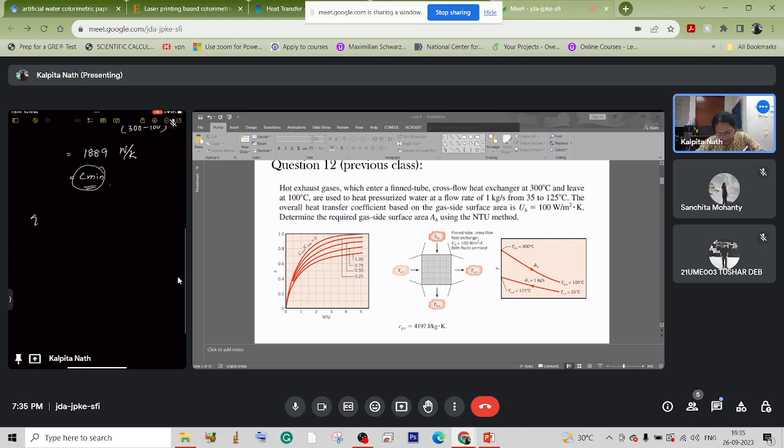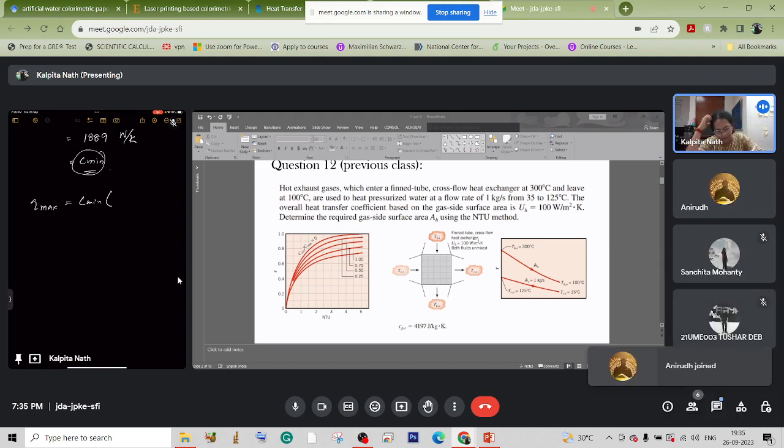So now, the maximum heat flow that is required for calculating the effectiveness can be found from the minimum heat capacity, that is C min, into the maximum temperature difference. And what will be the maximum temperature difference? The inlet temperature of the hot fluid and the inlet temperature of the cold fluid. So Thi minus Tci.